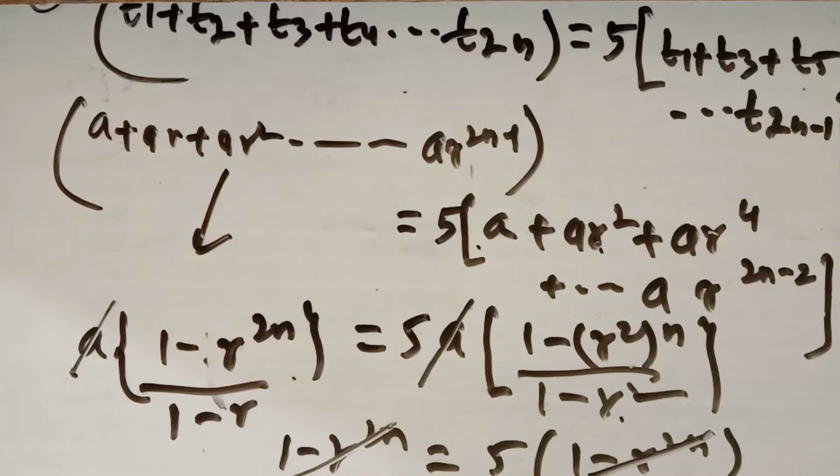Now read question number 12, which is: the sum of first 4 terms of an AP is 56 and the sum of last 4 terms is 112. If it is given that the first term is 11, then you have to find the number of terms.